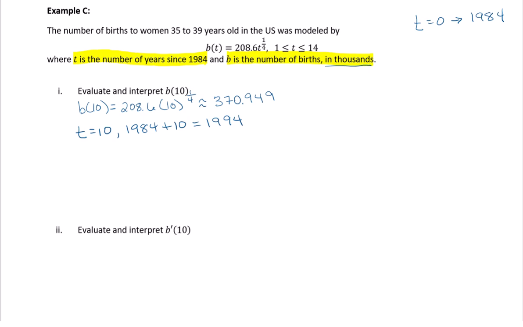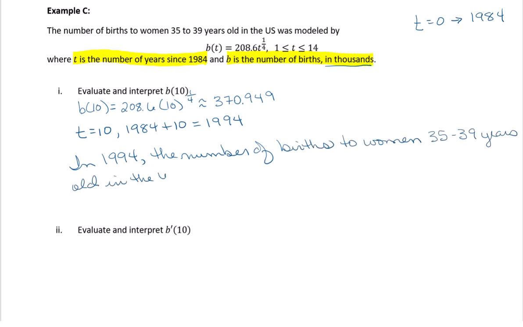So we're looking at 1994. To interpret this, we would say, in 1994, the number of births to women 35 to 39 years old in the U.S. was 370,949 births. Remember, the "in thousands" for b means that we take the value for b and multiply it by 1,000 for our interpretation.